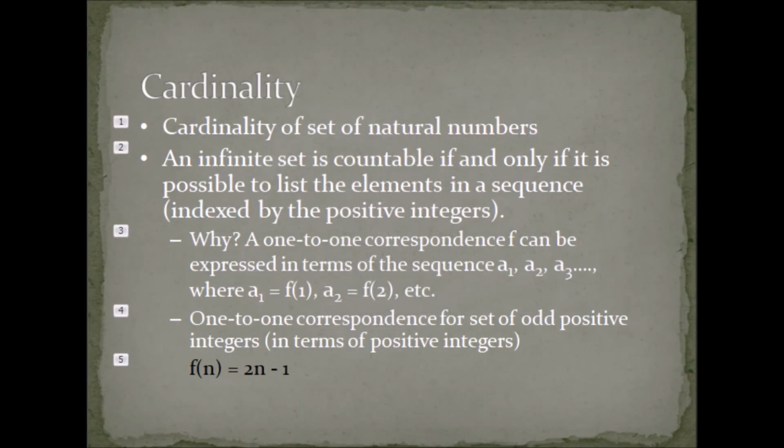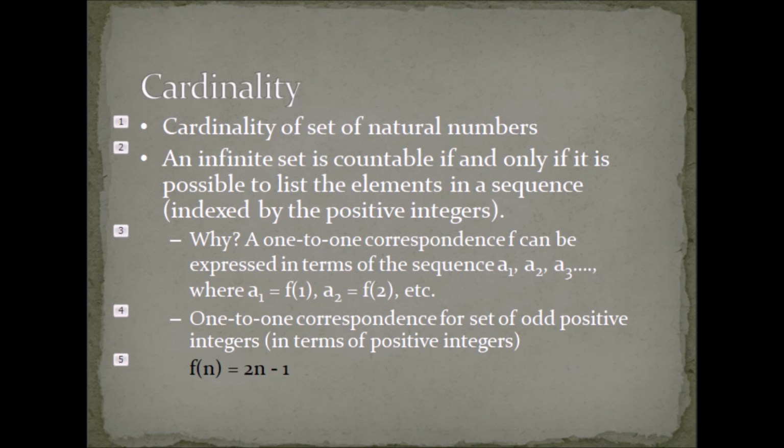Cardinality of set of natural numbers. An infinite set is countable if and only if it is possible to list the elements in a sequence indexed by the positive integers. A one-to-one correspondence F can be expressed in terms of the sequence E sub 1, E sub 2, E sub 3 and so on, where E sub 1 equals F of 1, E sub 2 equals F of 2, etc.